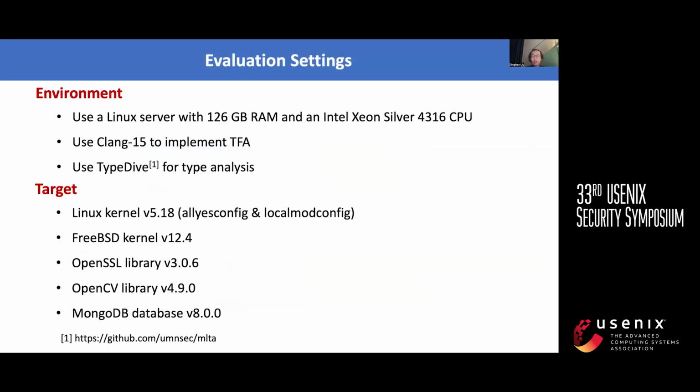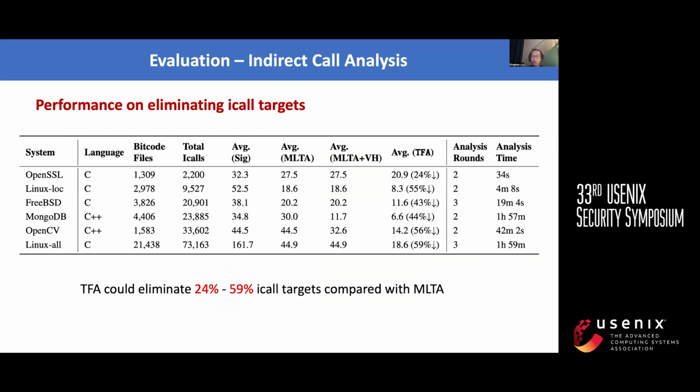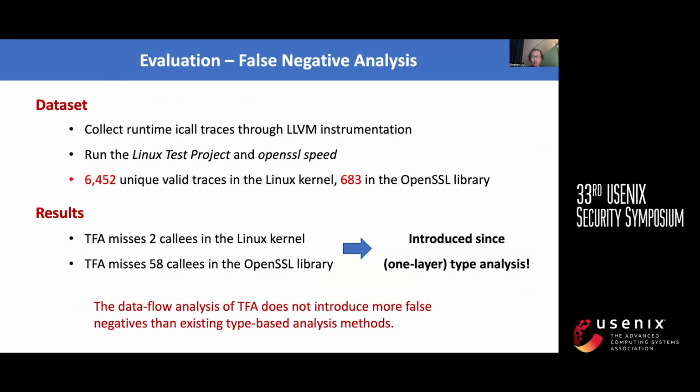We evaluate TFA against 5 famous large programs, including the Linux kernel. And on average, TFA could eliminate 24 to 59% Indirect-Call targets compared with the state-of-the-art multi-layer type analysis. One important concern is whether data flow analysis misses valid targets, so we build a benchmark for false negative analysis through runtime tracing. The results show that the data flow analysis of TFA does not introduce more false negatives than type analysis.